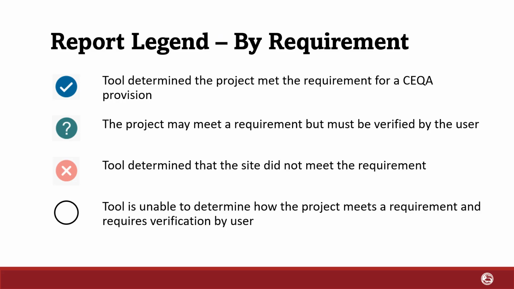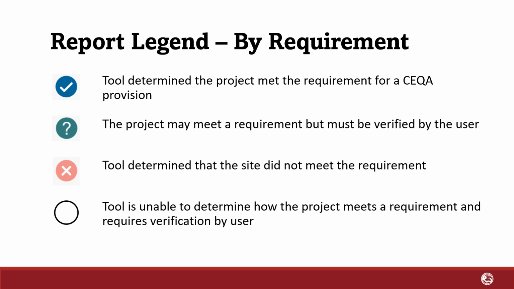Each requirement will have an icon next to it. If it has a blue check mark, it means that a requirement was clearly met. A green question mark generally means that there is some ambiguity and verification by the user is necessary. A red X means that a requirement was clearly not met. And a blank circle means that the tool cannot determine if a requirement was met and further verification by a user is necessary.